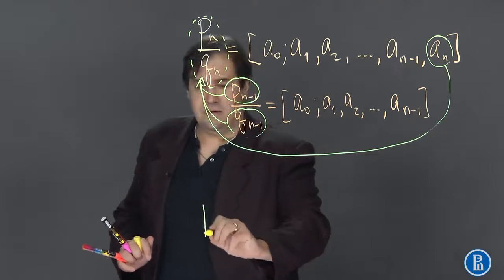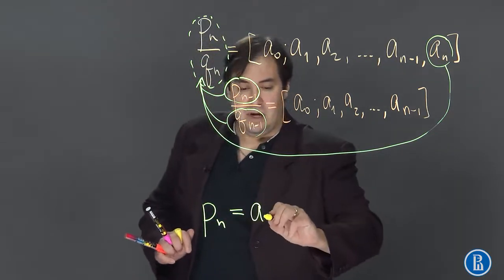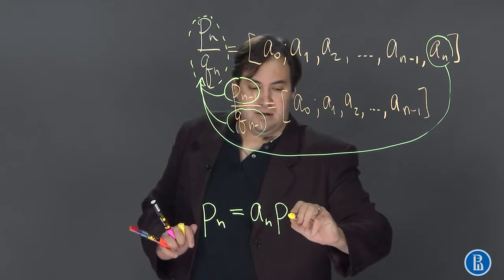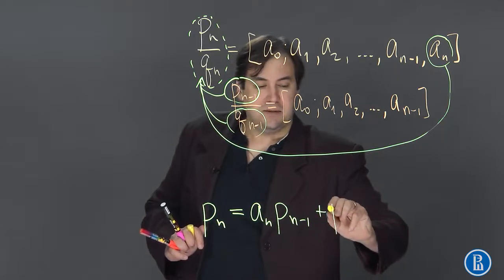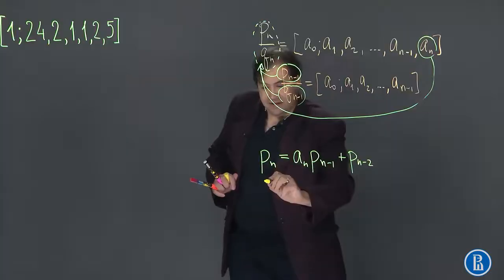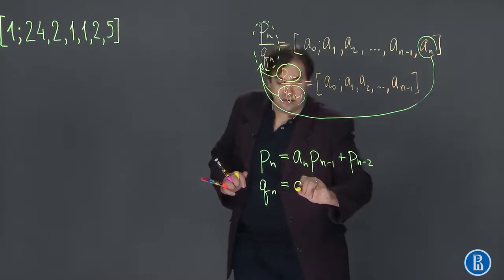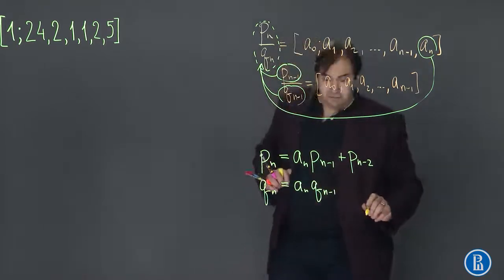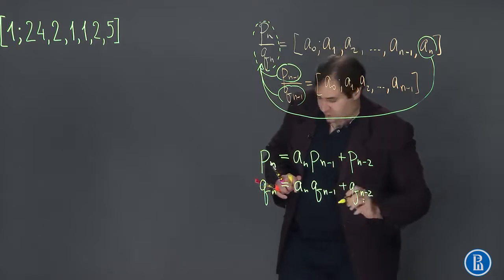Pn is equal to An multiplied by Pn minus 1 plus Pn minus 2. And Qn is equal to An multiplied by Qn minus 1 plus Qn minus 2.